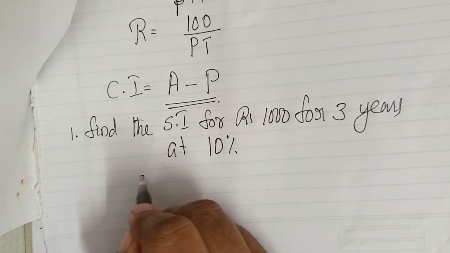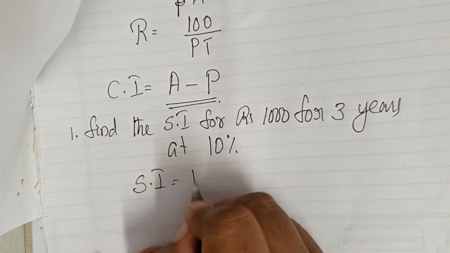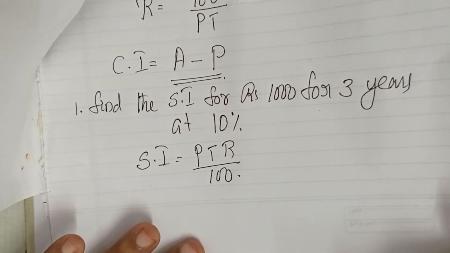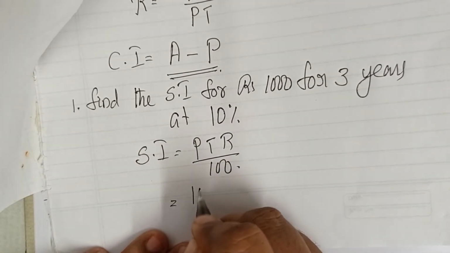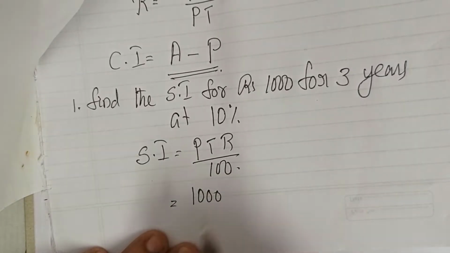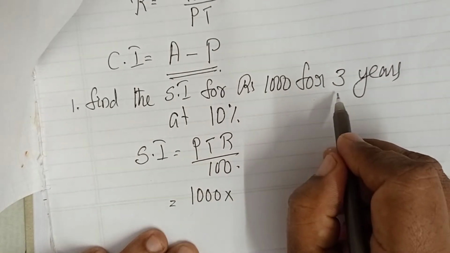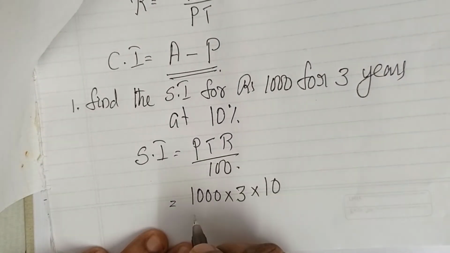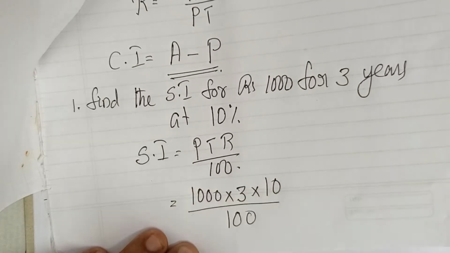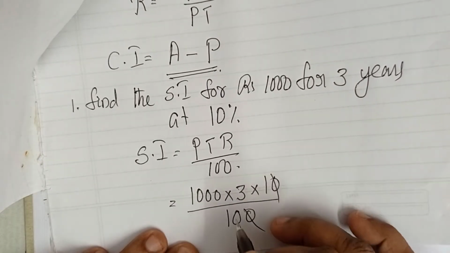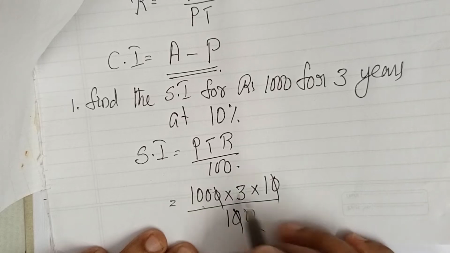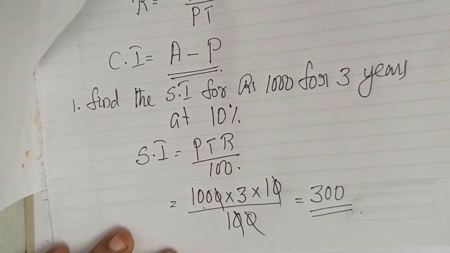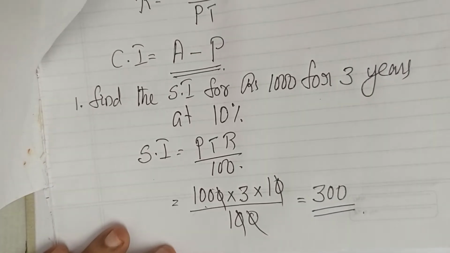What is the simple interest formula? SI is equal to PTR by 100. Then what is P here? He deposited rupees 1000. And how many years? For 3 years. Time is 3 and the rate is 10. Therefore, the whole by 100. 10000 cancel. 100 into 3 is 300. This is the way to find simple interest.